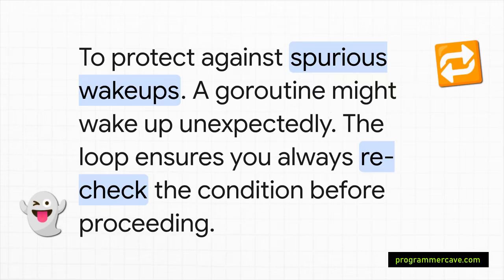It's weird, but it happens. So the for loop is your defense mechanism. When your Go routine wakes up, the first thing it does is recheck the condition in the loop. If it was a false alarm, a spurious wake-up, the condition will still be false and the loop will just call wait again, putting it right back to sleep. It ensures you never proceed unless the condition is truly met.